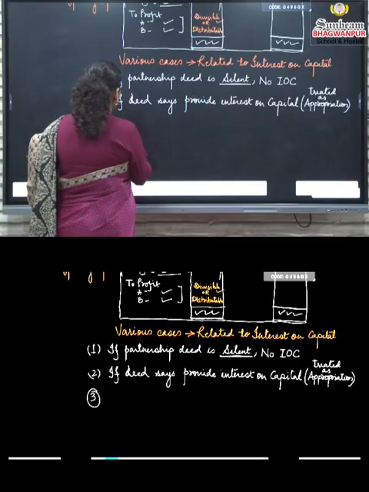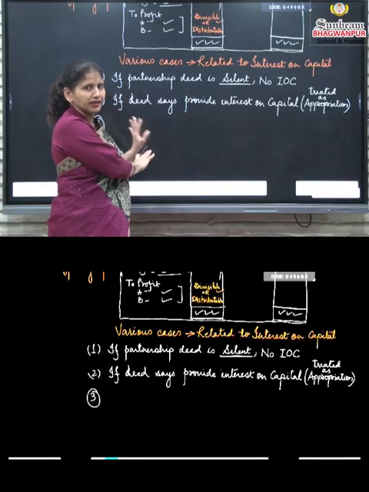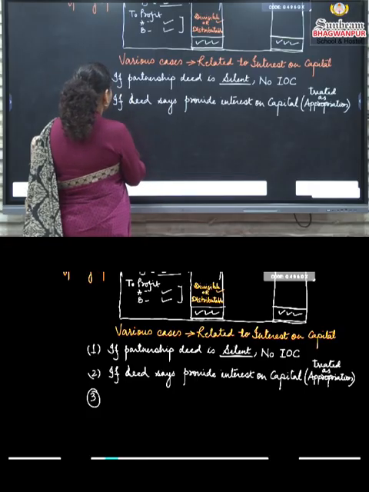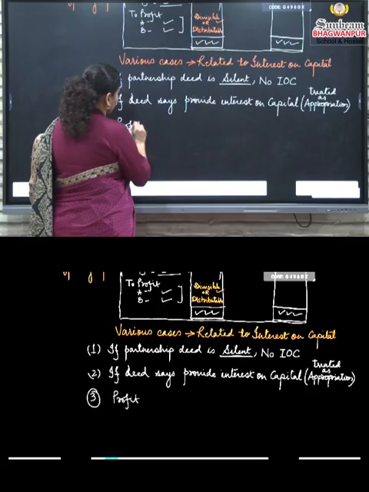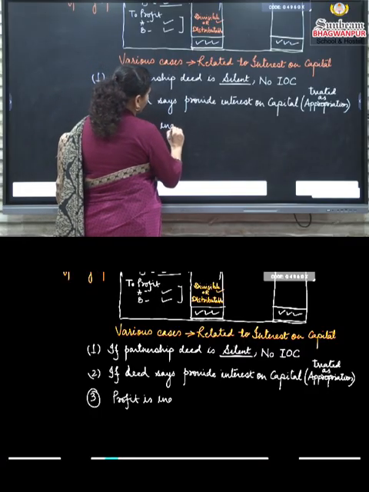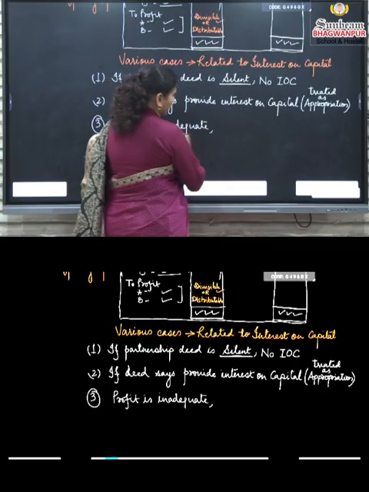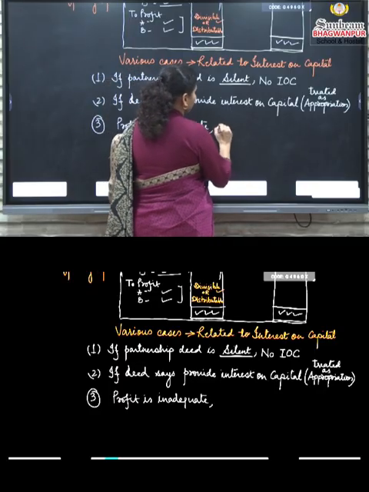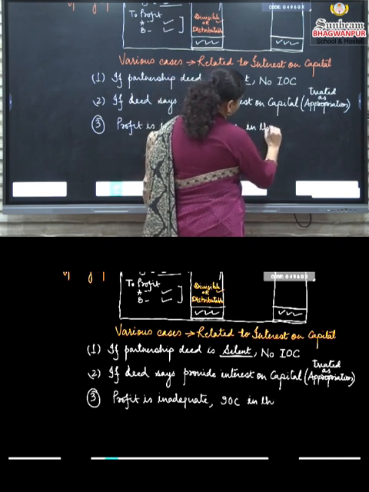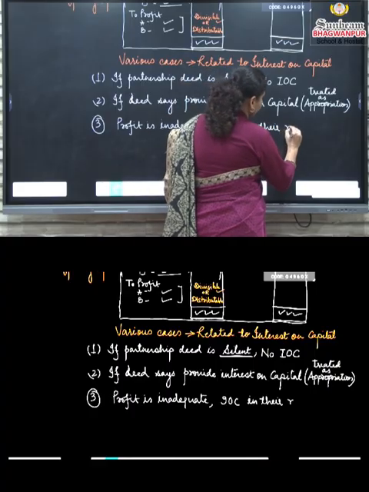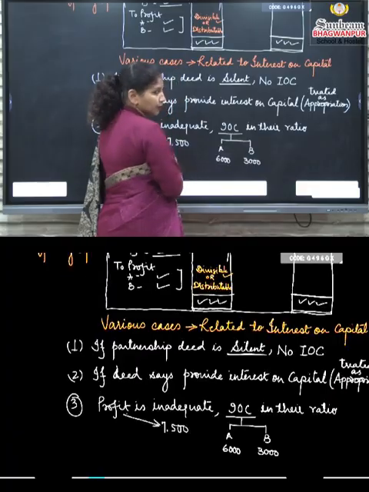Sometimes, the third case, when the deed says that we have information related to interest on capital, but profit is inadequate, right? Now in this case we will give interest on capital in their ratio. Okay.